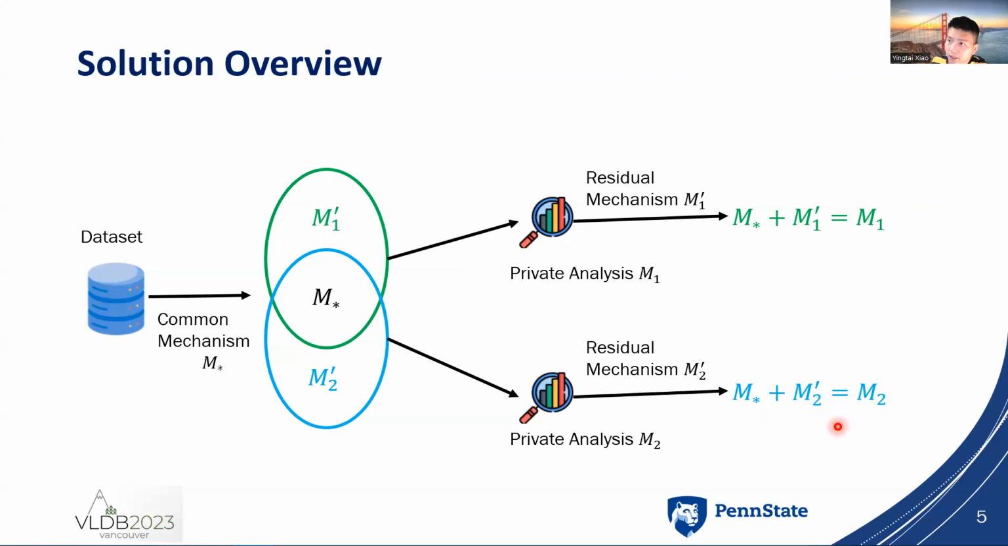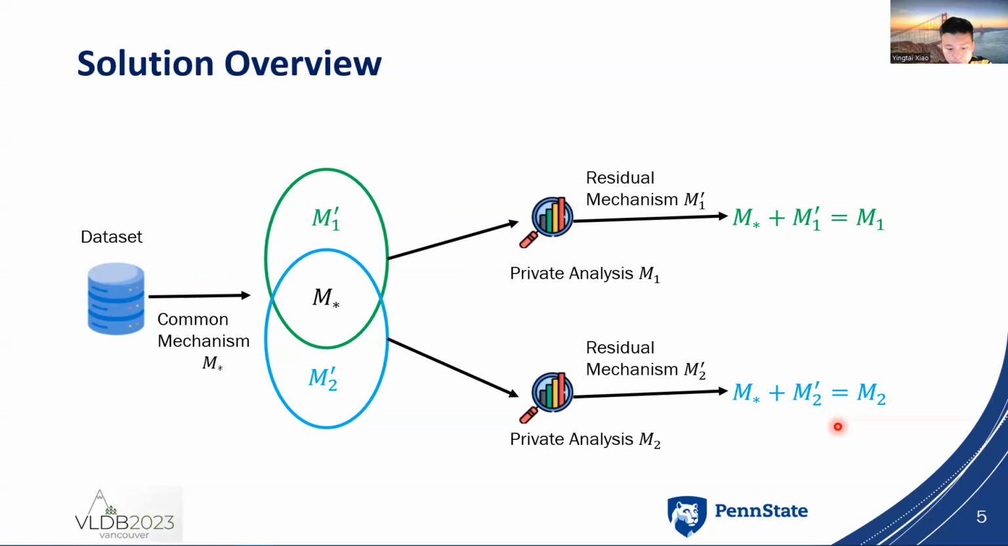In this way, we basically use the first part of the privacy budget to answer the common mechanism. Because the common mechanism is shared by both mechanisms, it can be used later for reconstructing the original mechanism. And in this way, the privacy budget spent on the common mechanism is not wasted. It can be reused later to reconstruct the original mechanism, so that the privacy budget is saved and the mechanism is as accurate as the original mechanism. So that's the general idea.